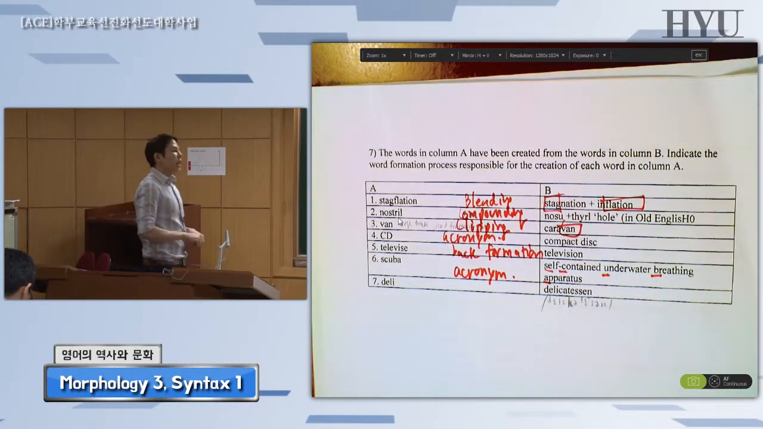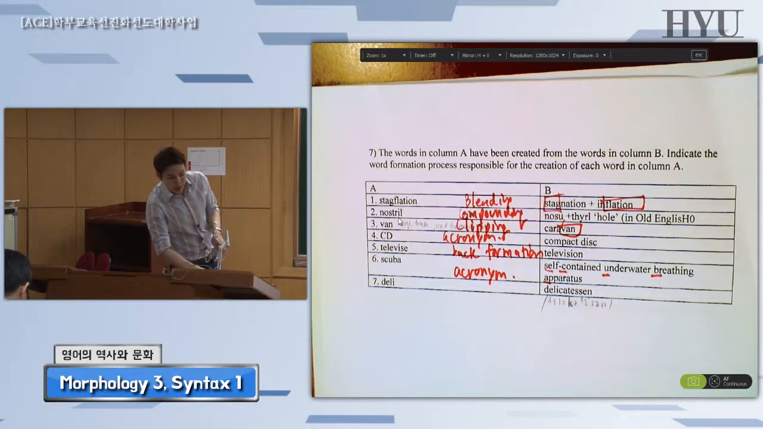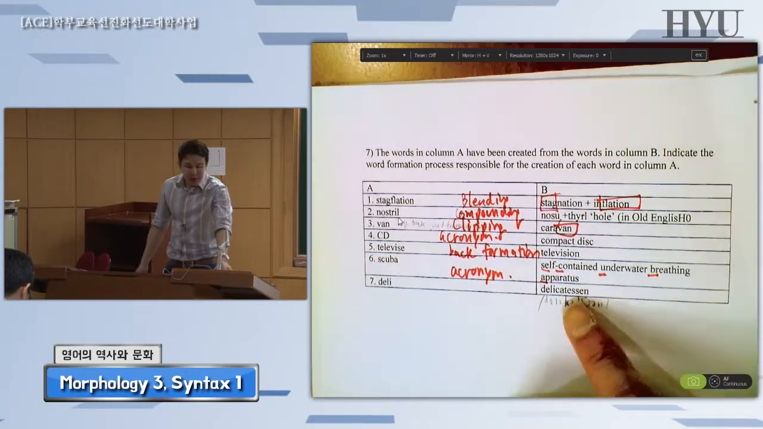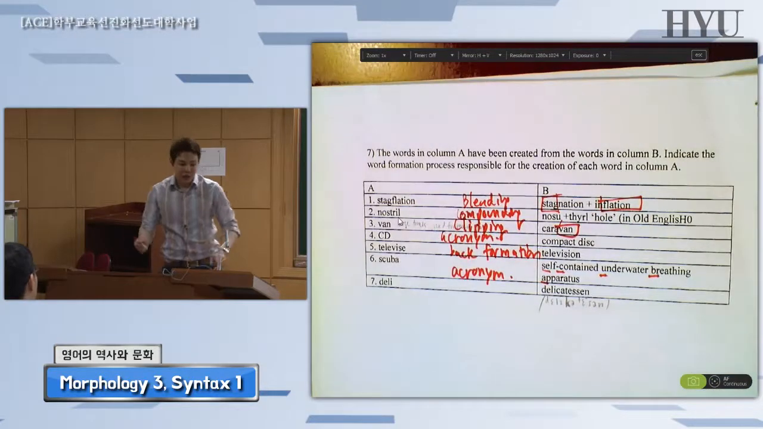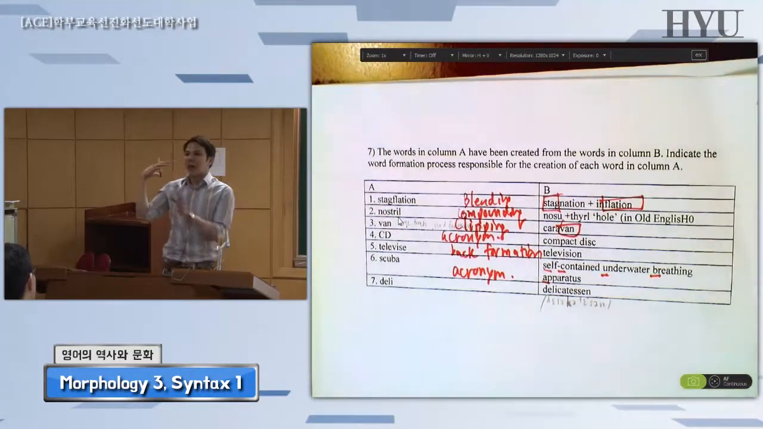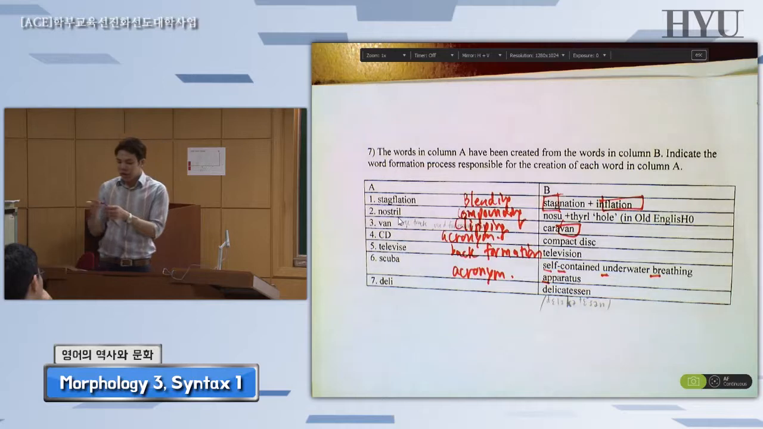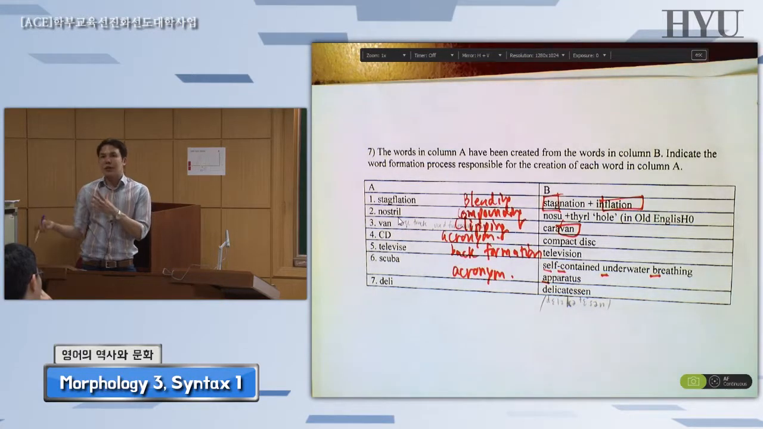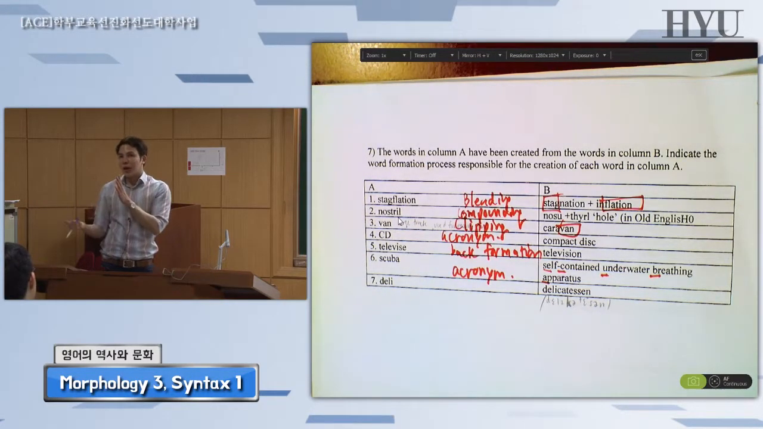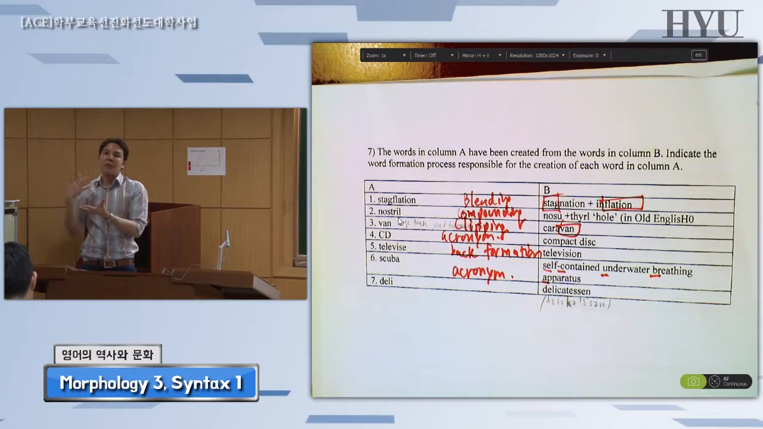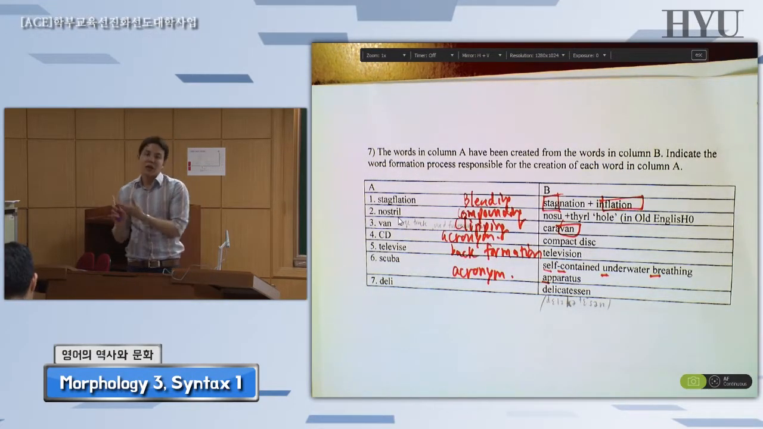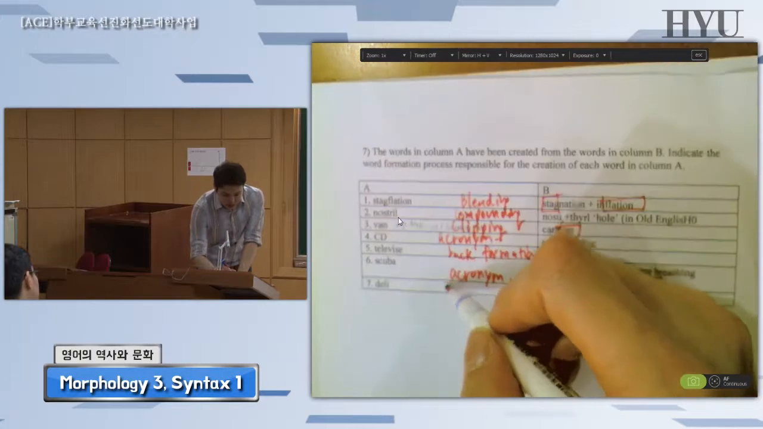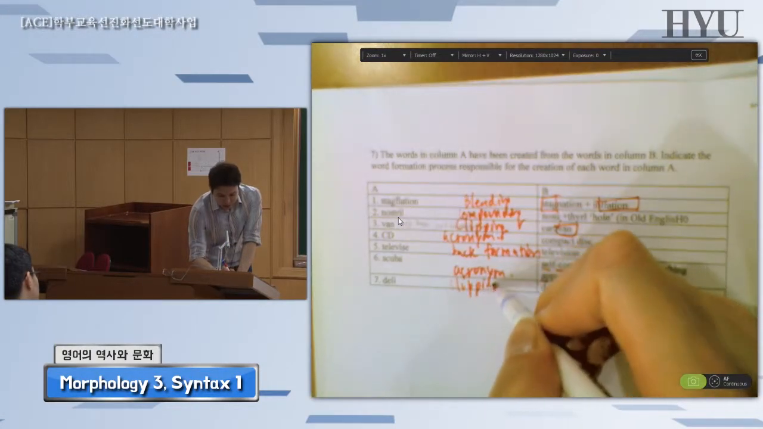Last one we have deli, right? Deli, and from delicatessen, okay? Delicatessen, which is like a store or a counter in a supermarket that sells food products that you need little preparation, like ham, salad, like that. So in this case, it's clipping, right?